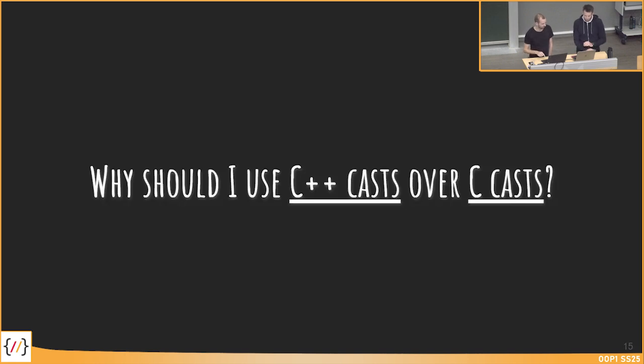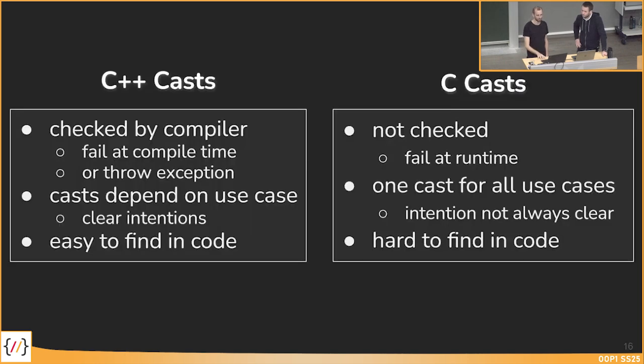Now the question might come into your mind, why should I use C++ casts over C casts? Because there is a lot more to write. And we are quite lazy sometimes. There are a few benefits. So C++ casts are checked by the compiler, or also at runtime sometimes if you use the dynamic casts. So it fails at compile time or throws an exception.